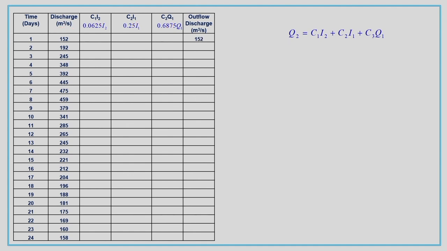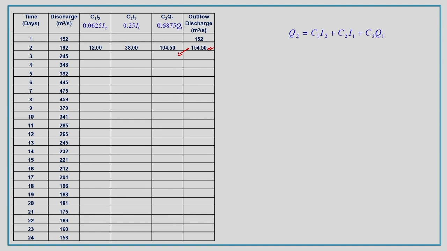Now, we can proceed for the computation. First value Q1 we are assuming same as that of I1 before the flood wave enters the channel reach, that is 152 meter cube per second. Now, we can go for computing each column, that is C1 I2 will be 0.0625 I2, and next is 0.25 I1, and next one is 0.6875 Q1 that we can obtain by multiplying 0.6875 by 152. Now, we can get the value corresponding to Q for the next time step, that is Q2, obtained by C1 I2 plus C2 I1 plus C3 Q1. So, we are just summing up the values in these three columns. So, we can calculate it as 154.5 meter cube per second, and this value will be used for computing C3 Q1 in the next time step.